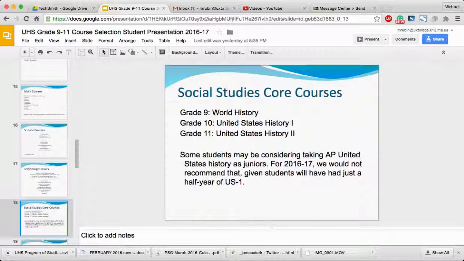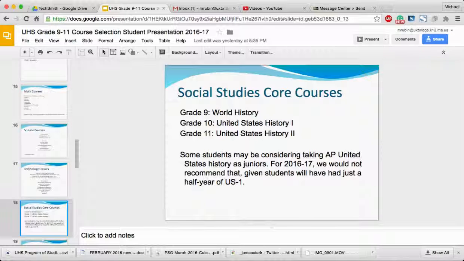In social studies, students who are taking grade 9 history will quite naturally fill into grade 10 United States history, and students who are taking U.S. History 1 in grade 10 should take U.S. History 2 in grade 11.